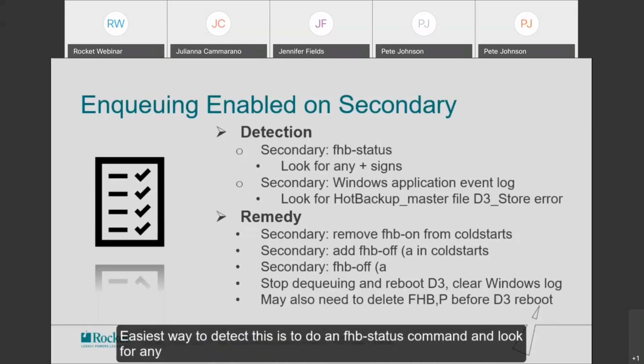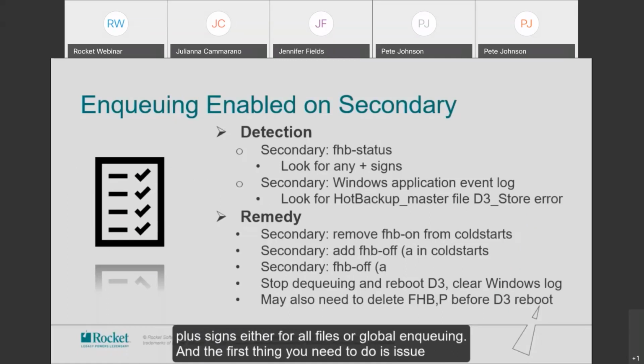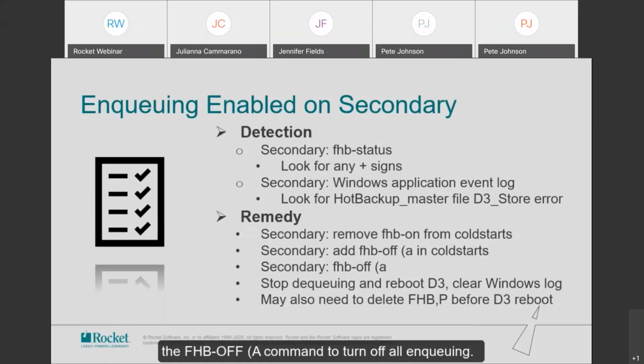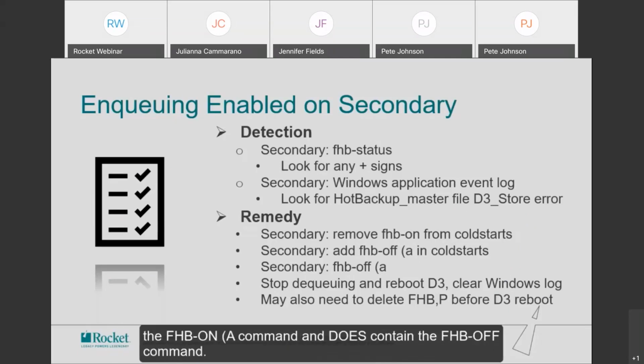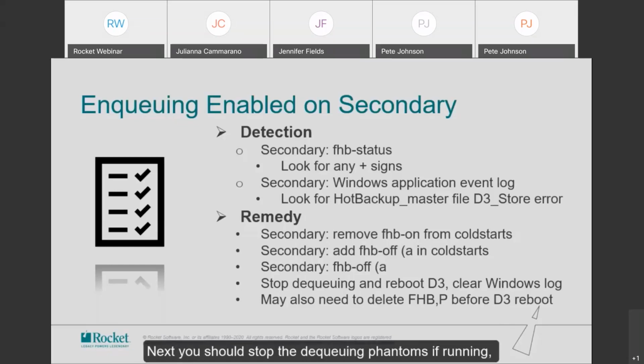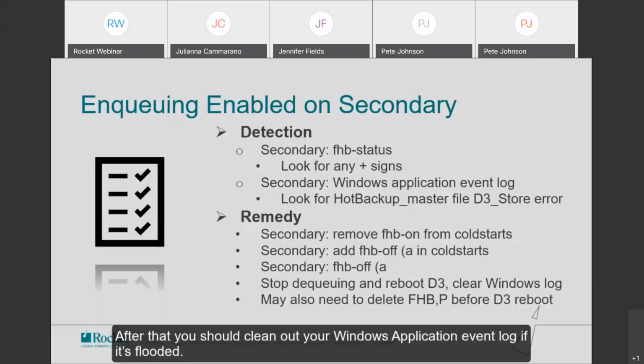Easiest way to detect this is to do an FHB status command and look for any plus signs, either for all files or global enqueuing. And then first thing you need to do is issue the FHB off command with an A switch to turn off all enqueuing. Then you need to make sure that the cold start procedure doesn't contain the FHB on command and does contain the FHB off command. Next, you should stop dequeuing phantoms if running, delete FHB,P file if it exists, and reboot D3. After that, you should clean out your Windows application event log if it's flooded.